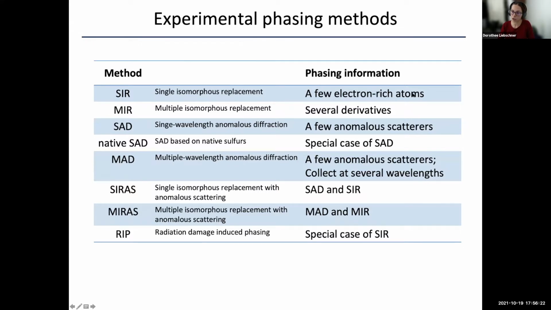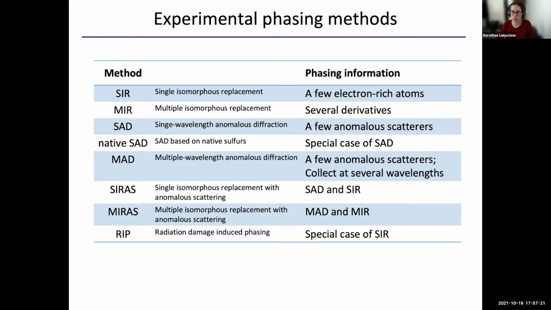If you use electron-rich atoms, you can have one or several species, so you have SEER or MEER. Then you can use a few anomalous scatterers and collect at one wavelength. That's called SAD, or at several wavelengths. That's called MAD. A special case of SAD is called native SAD, where you only use native sulfurs that are present in your sample. And then you have combinations of electron-rich atoms and anomalous scattering. That's called SEERAS, MEERAS. And then you have a very funny method that's called RIP. That's radiation damage induced phasing. And that's, again, a special case of single isomorphous replacement, where you use the fact that the sample is damaged with the X-rays to get some phases.